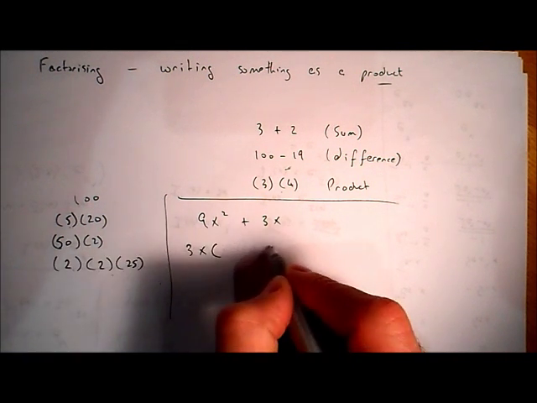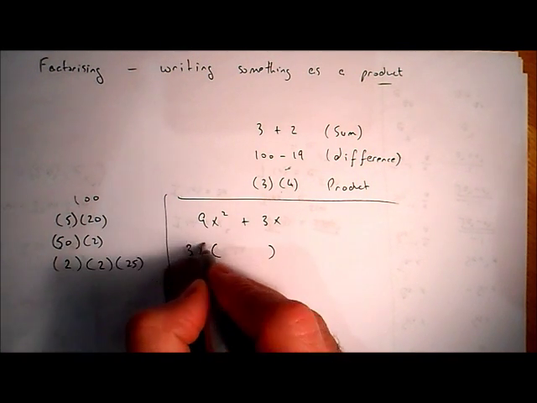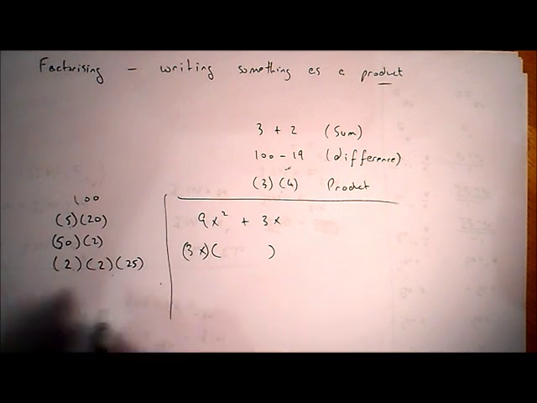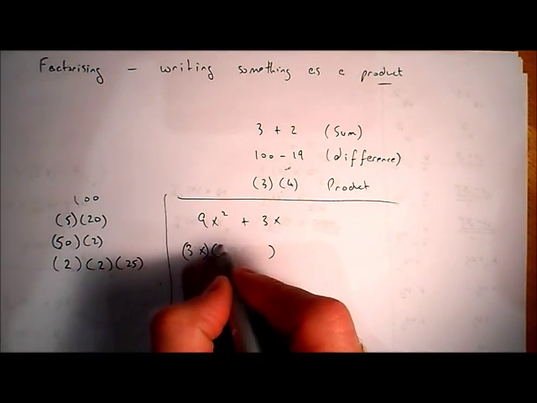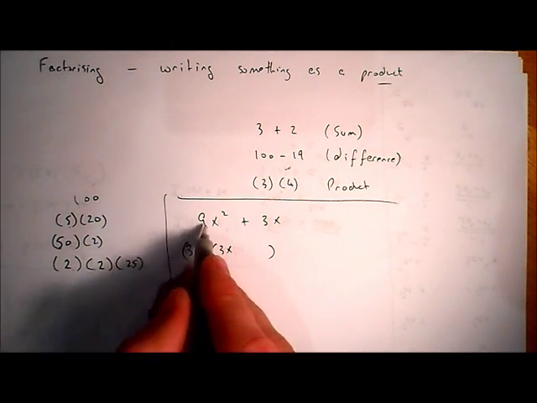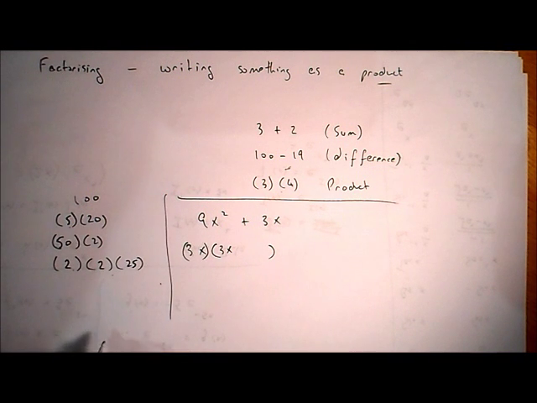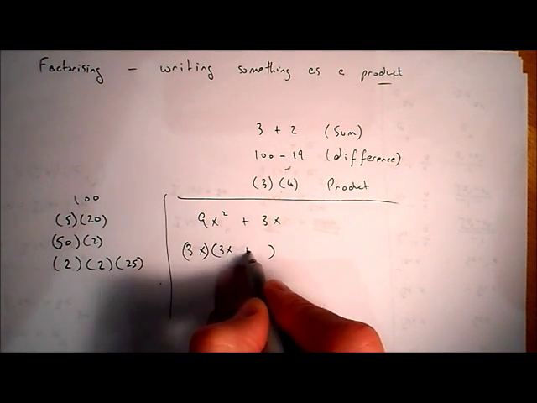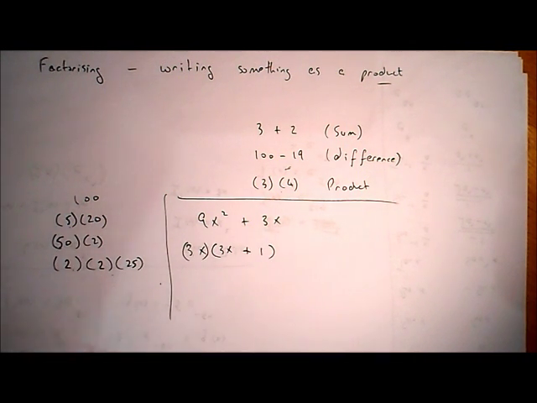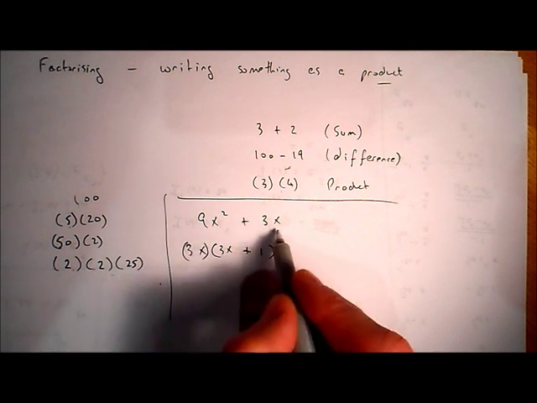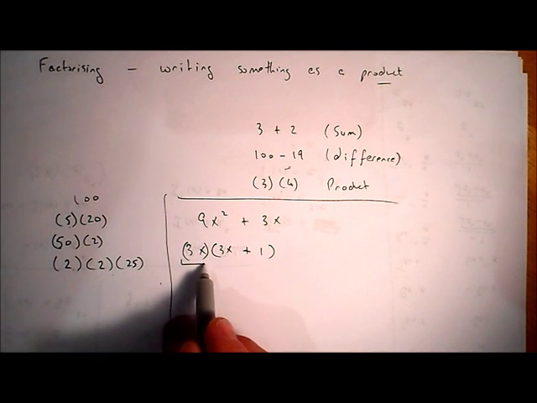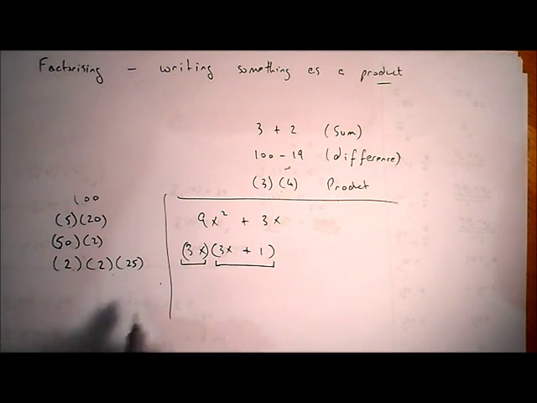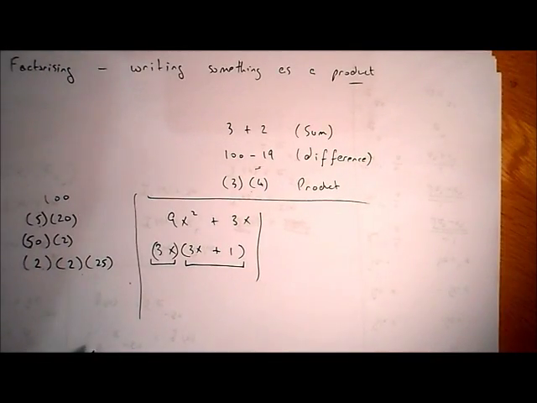So I'll write it as 3x multiplied by something. I can put both of them in brackets just to show that I'm multiplying. So 3x times what will give me 9x squared? Well, 3x by 3x will give me 9x squared, because 3 by 3 gives 9 and x by x gives x squared, and 3x by plus 1 will give me 3x. So I've taken this expression, which is a sum, and I factorized it by writing it as a product. This multiplied by this.